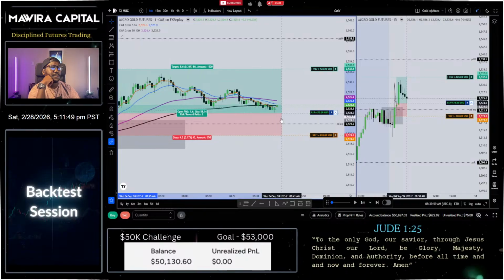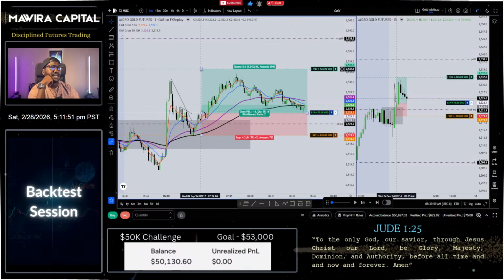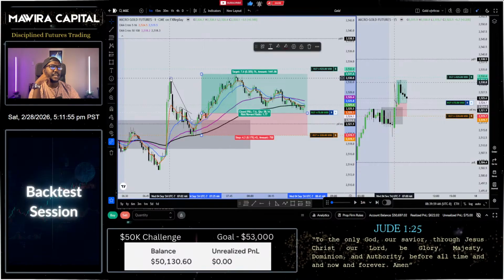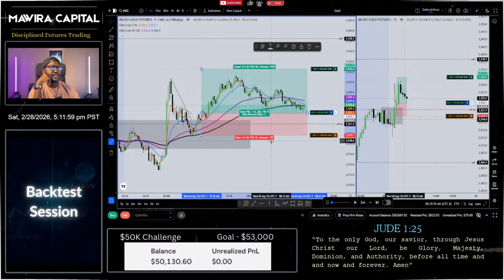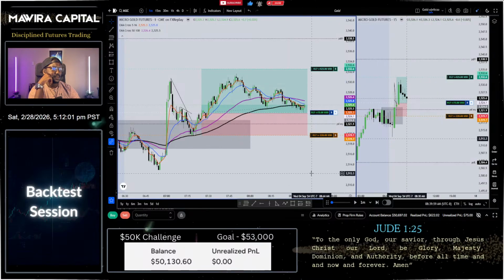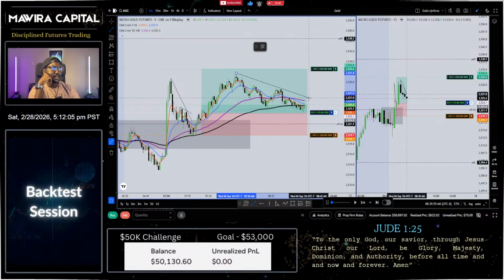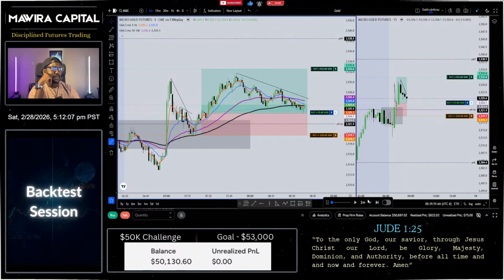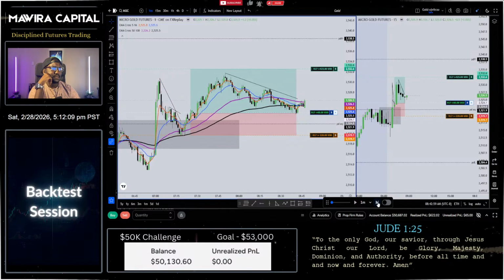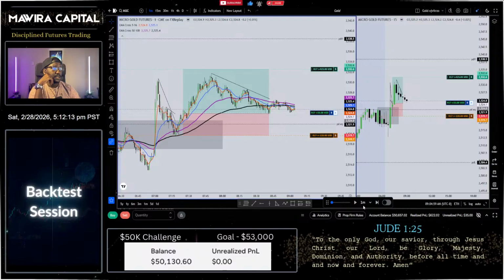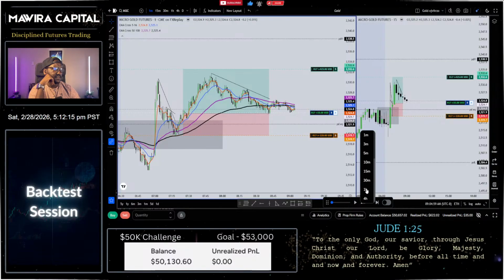Wow. So that gave us like 1.7. It at least took out the high here, but just doesn't want to go farther. We do have this huge trend line here. So let's see if we can close above. Let's go with the 15 minutes.